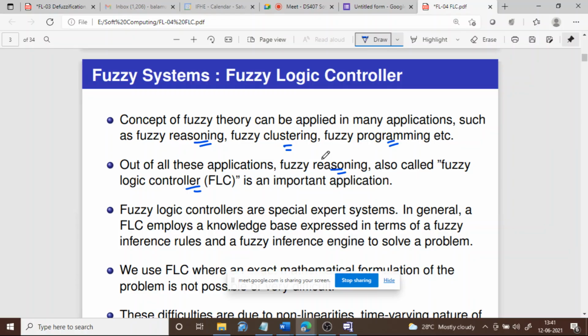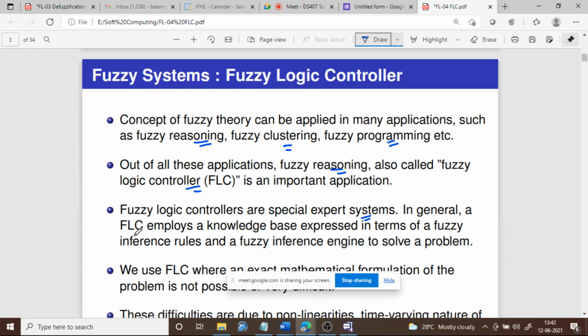Fuzzy logic controllers are part of expert systems. What is an expert system? Fuzzy logic is an important concept used in artificial intelligence, because in artificial intelligence, the way a human thinks, reacts, or solves problems cannot be said to be strictly mathematical. Some form of fuzziness is involved. Through this subject we are trying to capture that fuzziness, right? So fuzzy logic controllers are special expert systems.